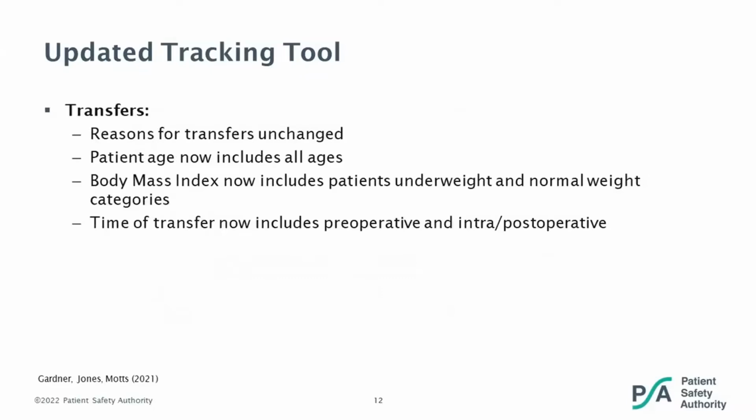This slide talks about the transfers. So the reasons for the transfers that were in the original tool remain. There were no changes identified in the survey results. But what we did do is we expanded patient age, where originally it did not include all age ranges, now it does. We also expanded the body mass index, known as BMI. It did not, in the previous one, include patients who were underweight and patients who were normal weight. So those now are separate categories.